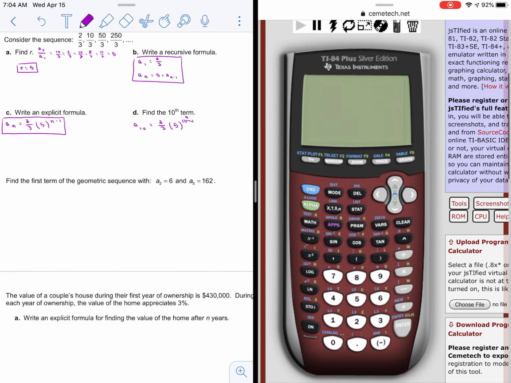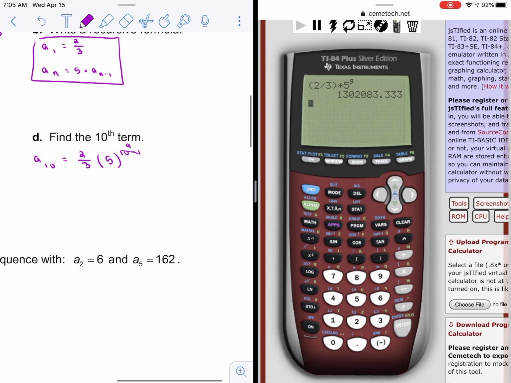So if you go to your calculator and we take 2/3 and multiply that by 5 to the 9th power, this is going to get big. You're going to get this value of approximately 1302083.333.